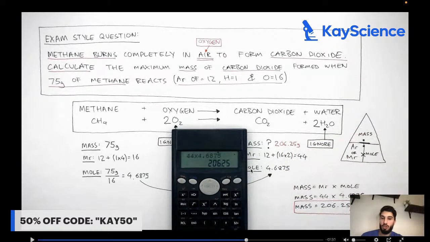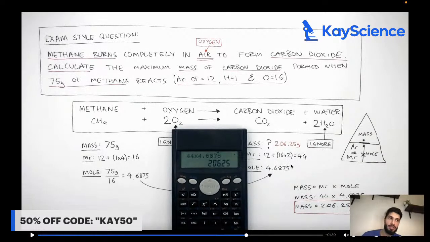Now, it's really important you show your working out, because the mark scheme does allow error carried forward, where if you make a mistake, but you show that you understand it, you can get some marks, even if your final answer is wrong.